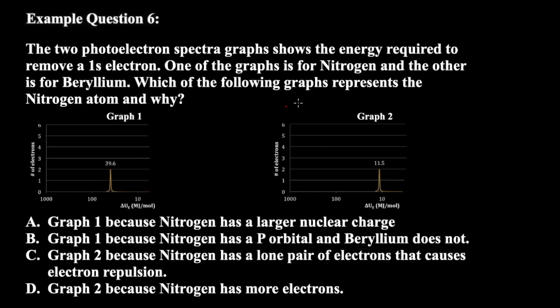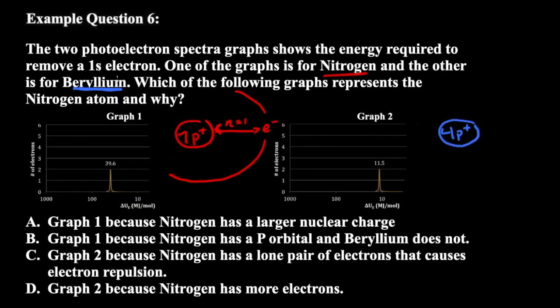What that means is that nitrogen is going to have 7 protons in the middle. If we're talking about the 1s electron in both of these cases, then the n value is going to be the same for both. So this is going to be n equal to 1. And here's going to be the electron, and it's going to go around the nucleus kind of like this. We also have beryllium over here, and beryllium is going to have 4 protons in the middle. So we'll put 4 protons. We're still talking about the same 1s electron, so we're still going to have n equal to 1 over here. And here's the electron, and it's going to go around like this.